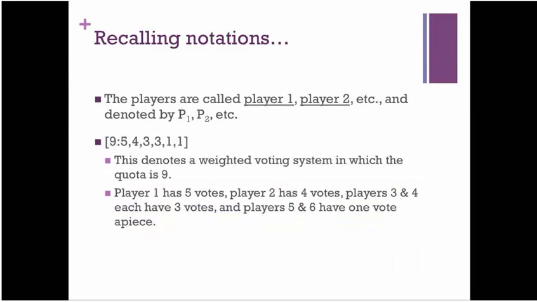This is a reminder of the notations. The players are called player 1, player 2, etc. They'll be denoted by P1, P2, and so on. Remember our notation for indicating the weighted voting system. First we show the quota. Here it's 9 in this example. And then the weights of the players in order, starting with player 1.